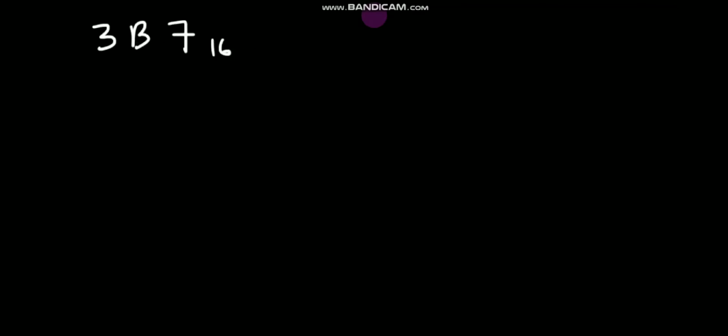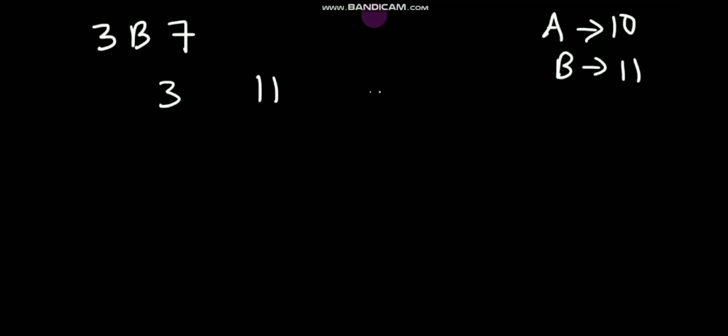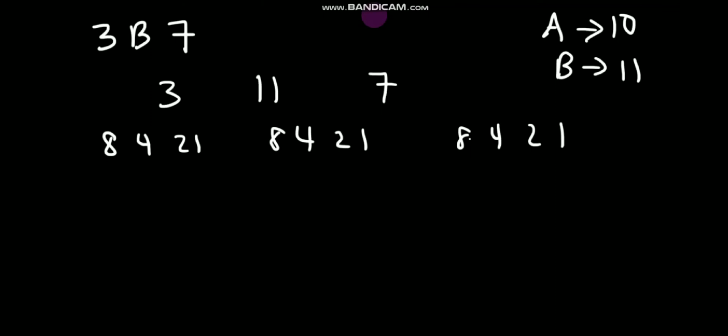Now the second example is 3B7 with base 16. 3, B and 7 we will write. So what is the value of B? B is 11. So 11 we will convert, and 7 it is. Now how will we get 3? In a hexadecimal number we will use the 4-bit system, so 8421 for all these numbers separately. And how will we get 3? If we add 2 and 1, then we will get 3.